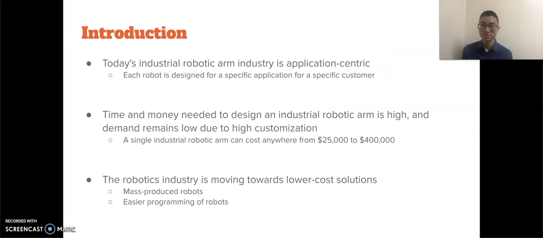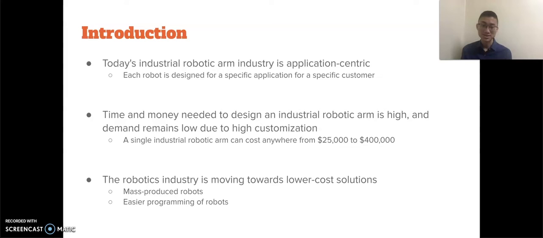First, a bit of background. Today's industrial robotic arm industry is application-centric, with each model designed for a specific application for a specific customer. This means that demand remains low for a single arm solution, but since the time and money needed to design such a solution is high, the price remains high too. For example, a single industrial robotic arm can cost anywhere from $25K to $400K.